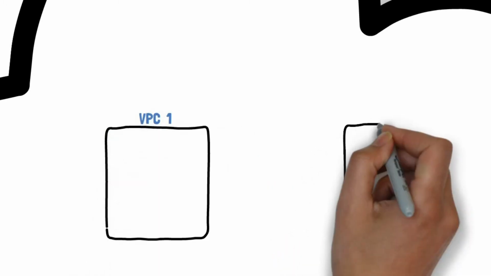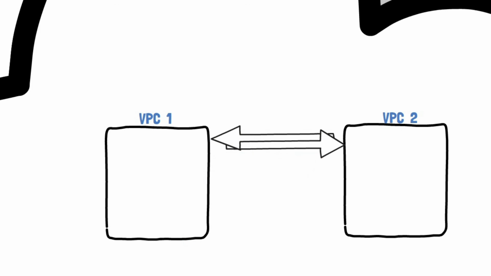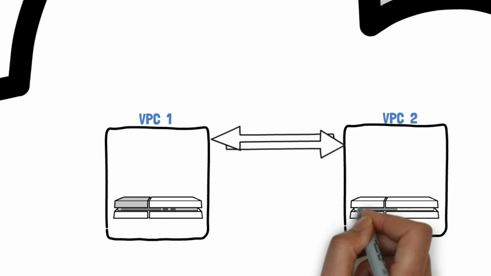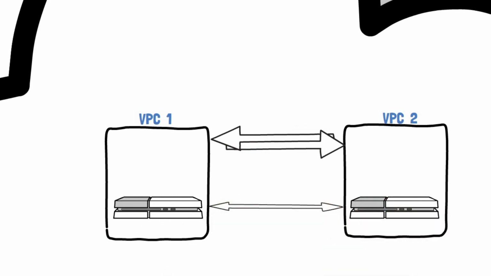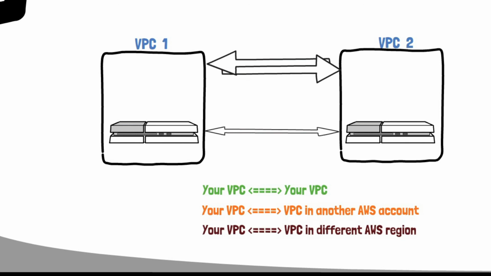A VPC peering connection is a networking connection between two VPCs that enables you to route traffic between them privately. Instances in either VPC can communicate with each other as if they are within the same network. You can create a VPC peering connection between your own VPCs or with a VPC in another AWS account, or with a VPC in a different AWS region.